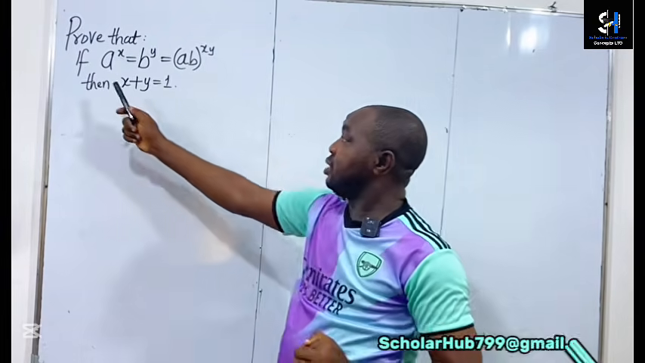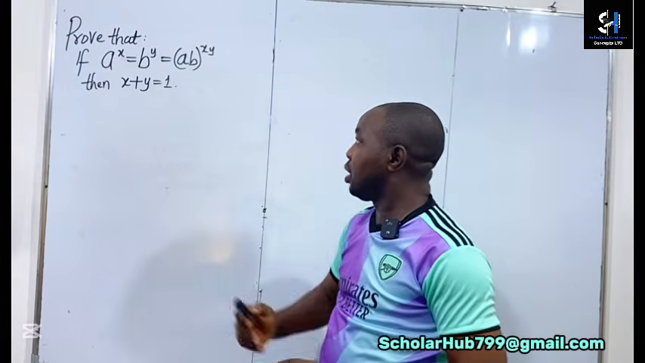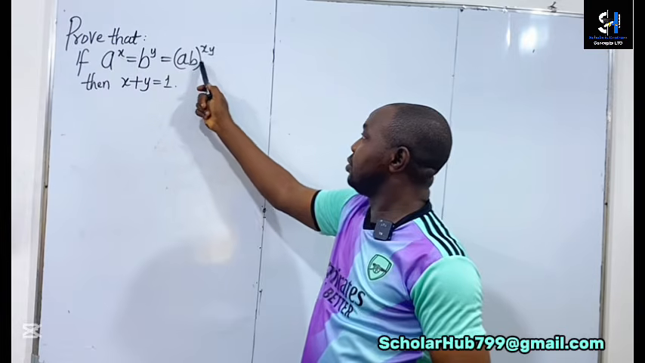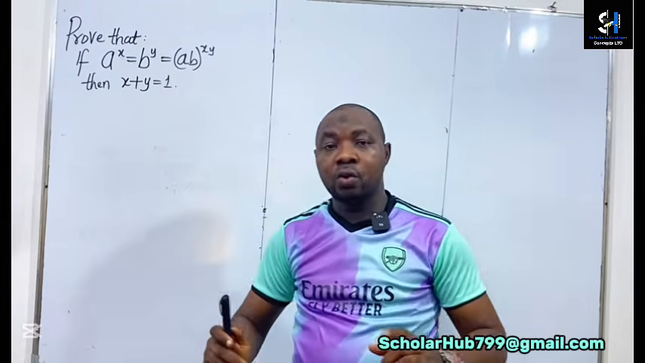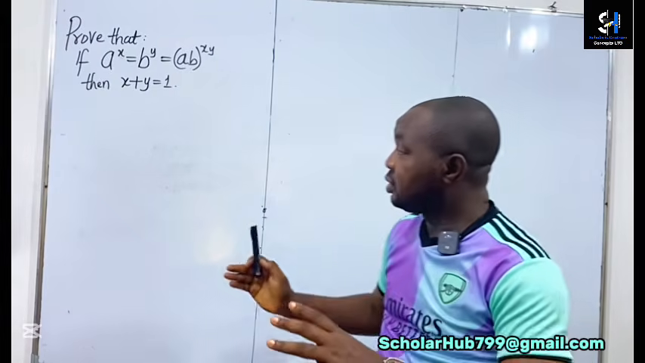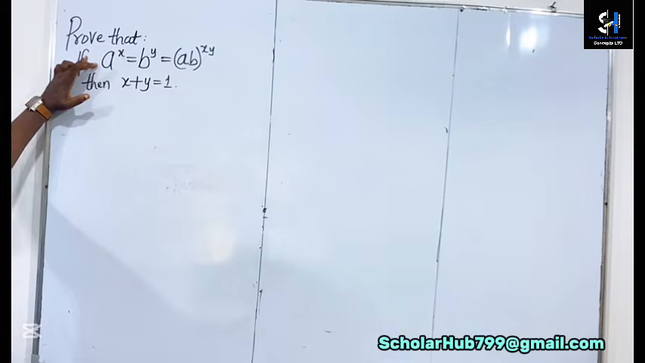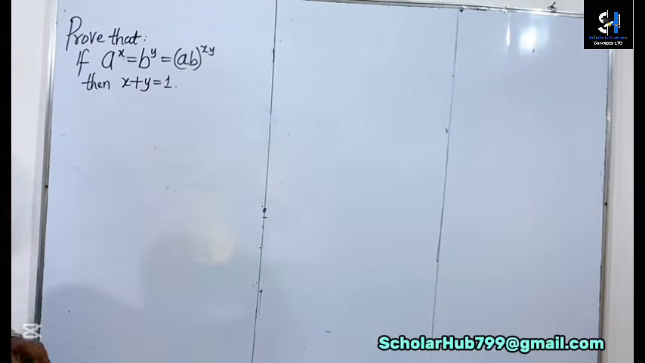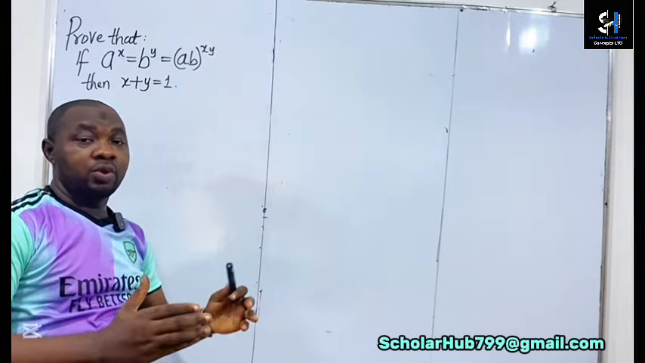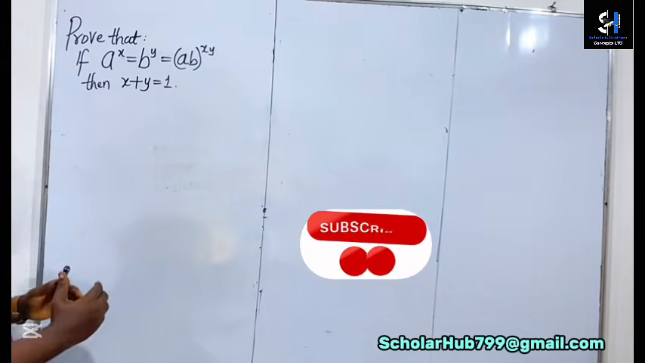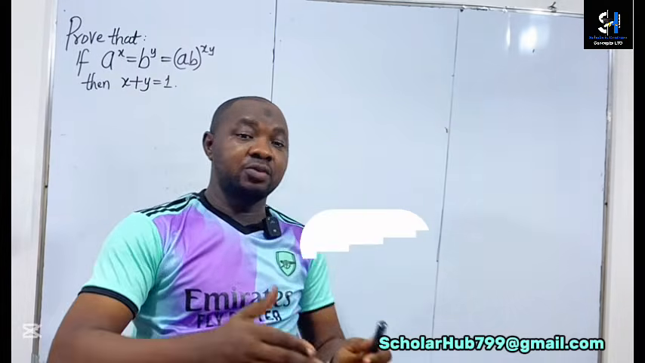Let's prove that if a raised to the power of x equals b raised to the power of y equals (ab) raised to the power of xy, then x plus y equals 1. The first thing to do in this case is to set a raised to the power of x equals b raised to the power of y, and then take logarithms on both sides with base a. From there we should be able to write an expression for x in terms of y.